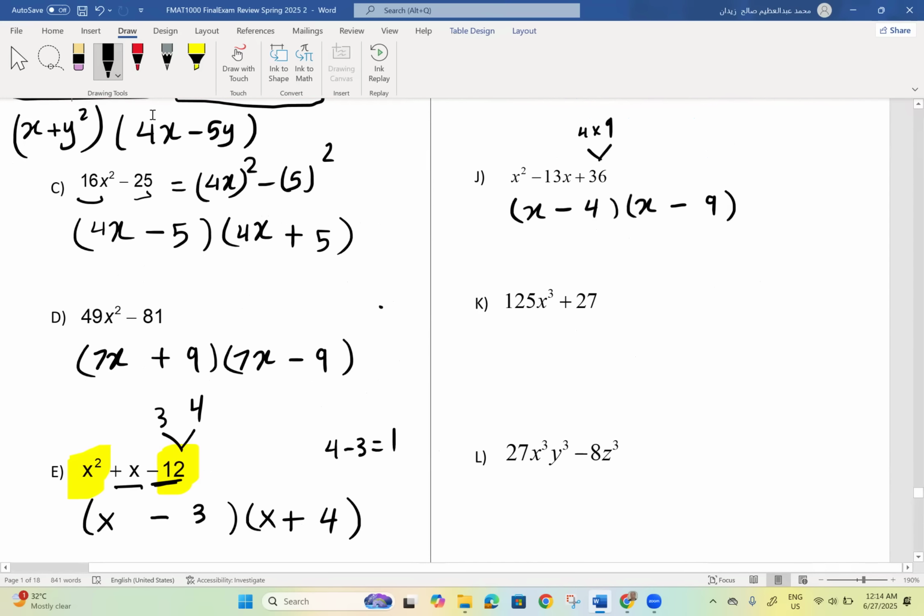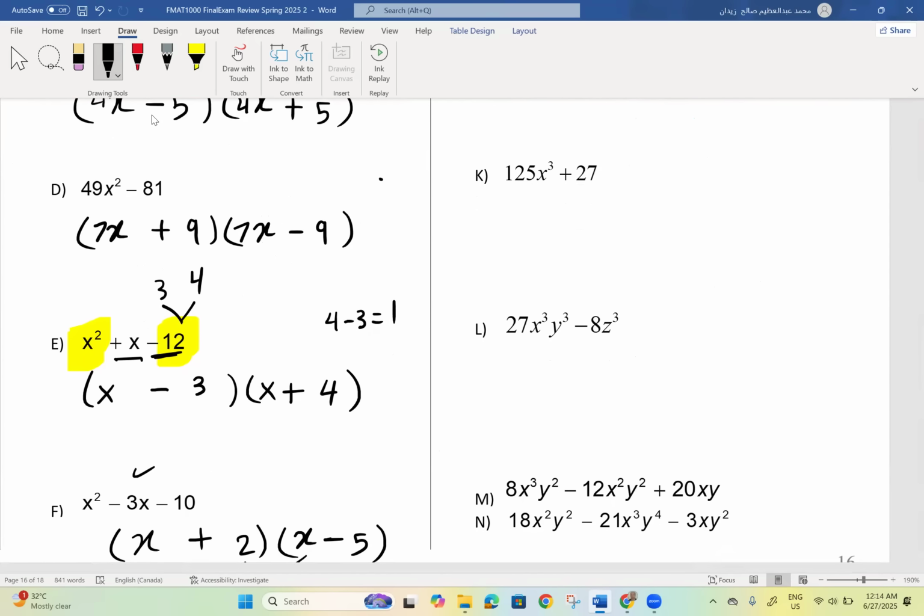There's really a sum of two cubes. This is a cube number. The 125x cubed is actually 5x all cubed, okay? Plus the 27, simply you can factor it as 3 cubed. And after that, you just take a cube root of each part. The cube root of the first term is 5x. Plus the cube root of the second term is actually 3.